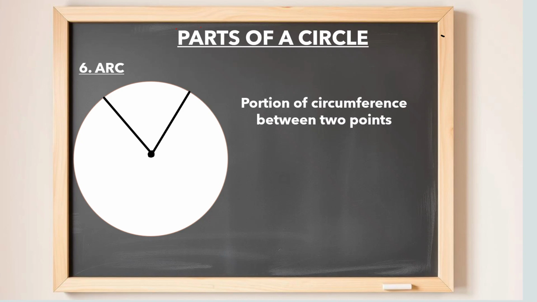Now, when we define an arc, we have what is called a minor arc. The minor arc is the smallest curve you have in the circle. So this is called a minor arc.